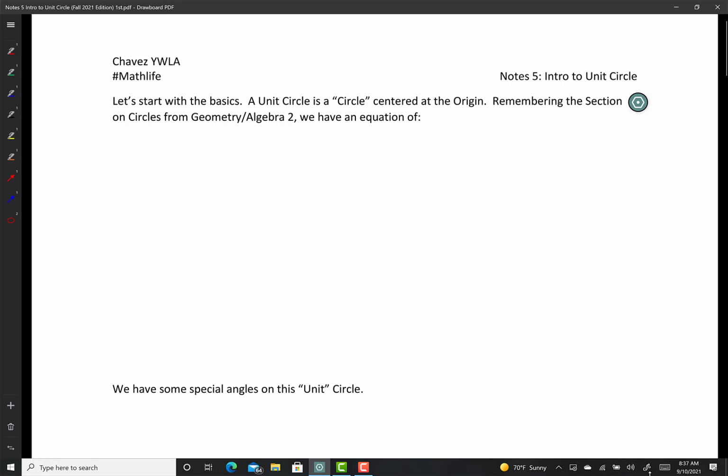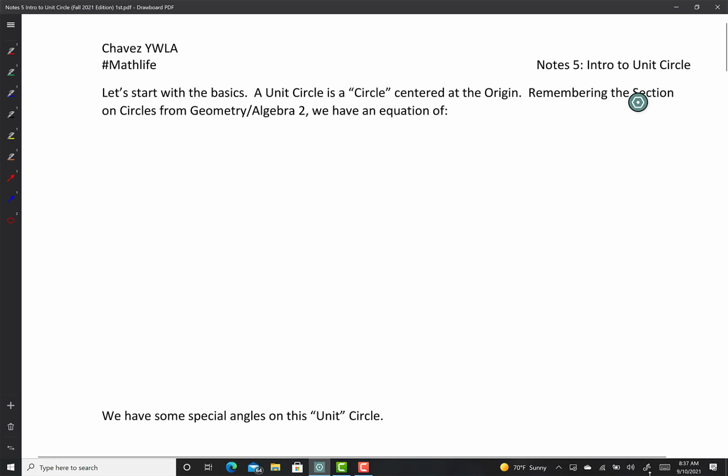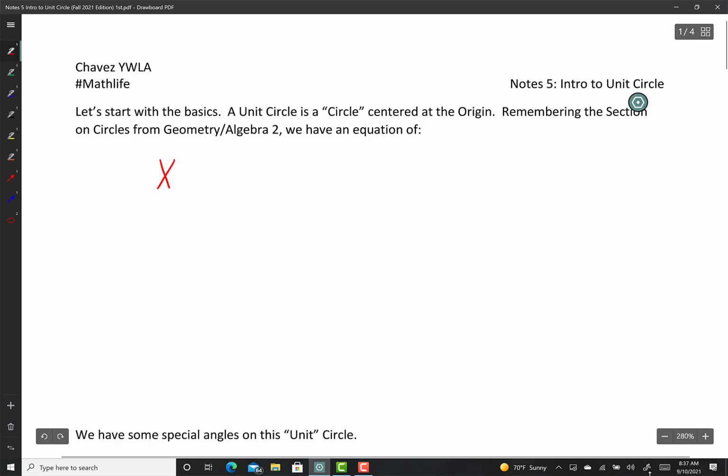A unit circle is a circle centered at the origin. What does the equation of a unit circle look like from your algebra? Probably not Algebra 1, probably Algebra 2 or geometry. The equation of a circle centered at the origin looks like this: x squared plus y squared equals r squared, where r is the radius.